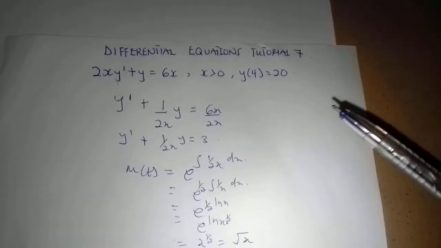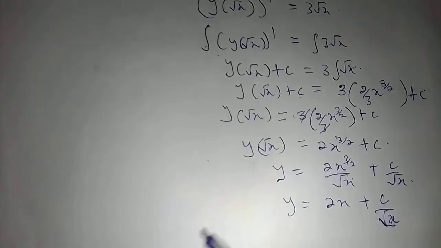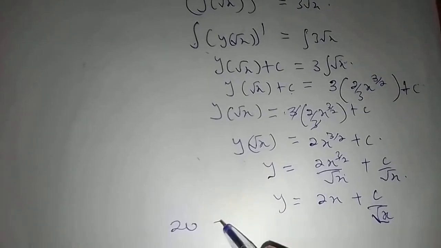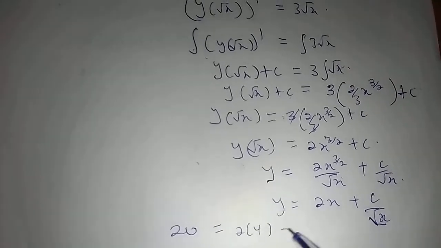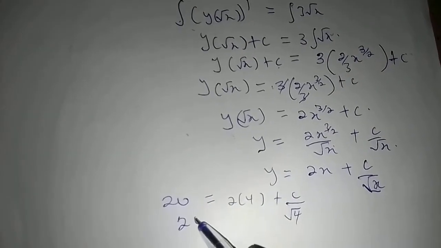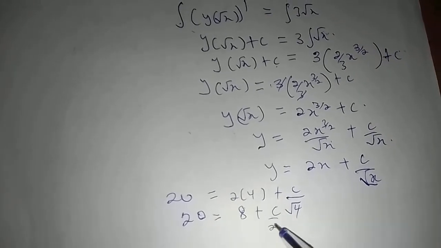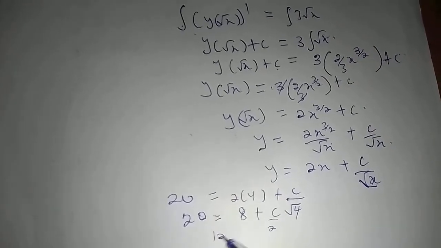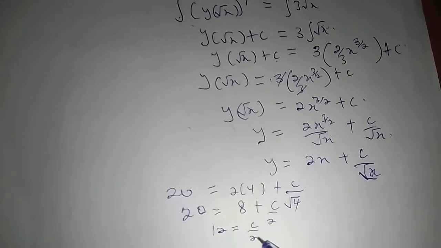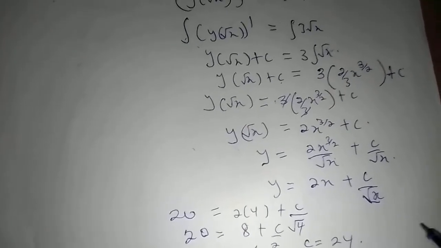So let's apply y of 4 equals 20 to find the value of c. So wherever we see x, it is going to be 4, but y will be 20. So here y is going to be 20, which is equal to 2 multiplied by 4 plus c over square root of 4. So 20 will be equal to 8 plus c over 2. So 8 will subtract, and I'll get 12 is equal to c over 2. My c is going to be 24. Once I get my c, I'm done with the solution.